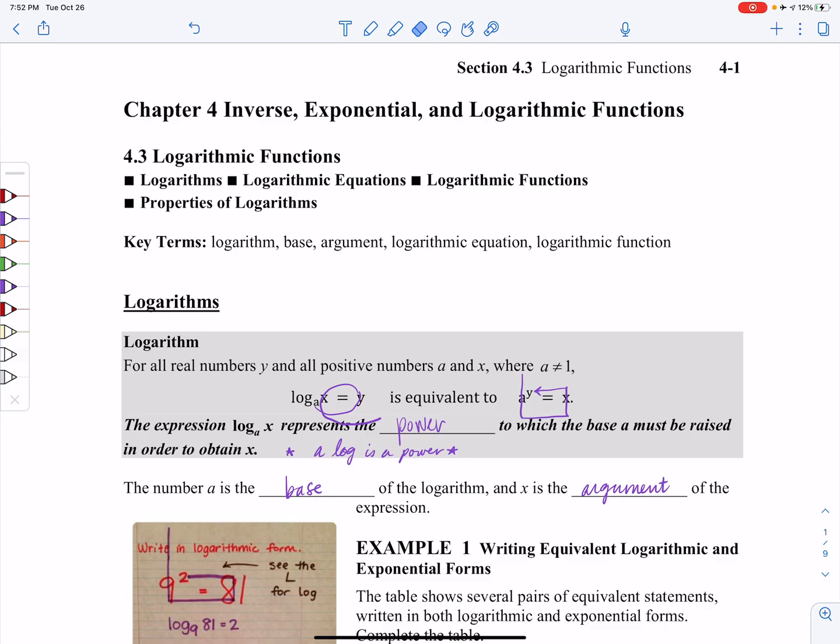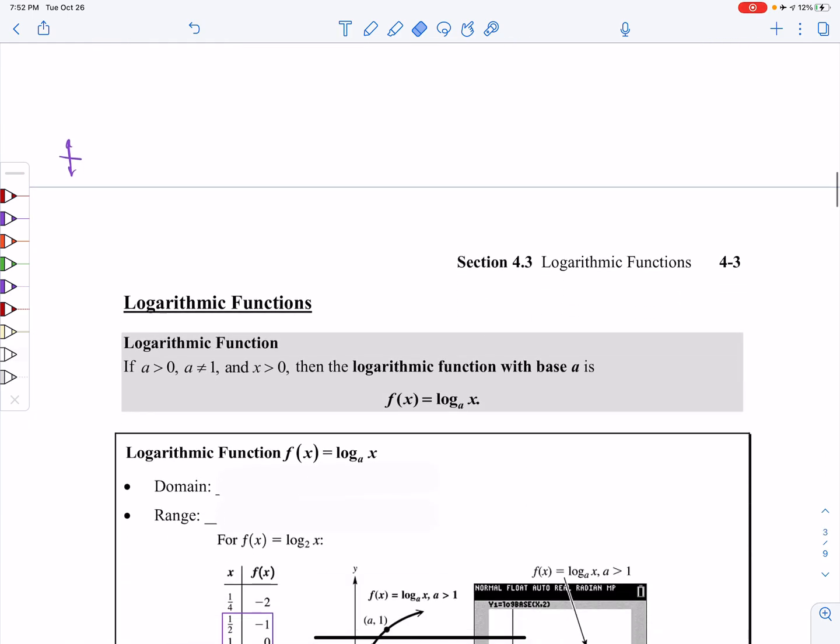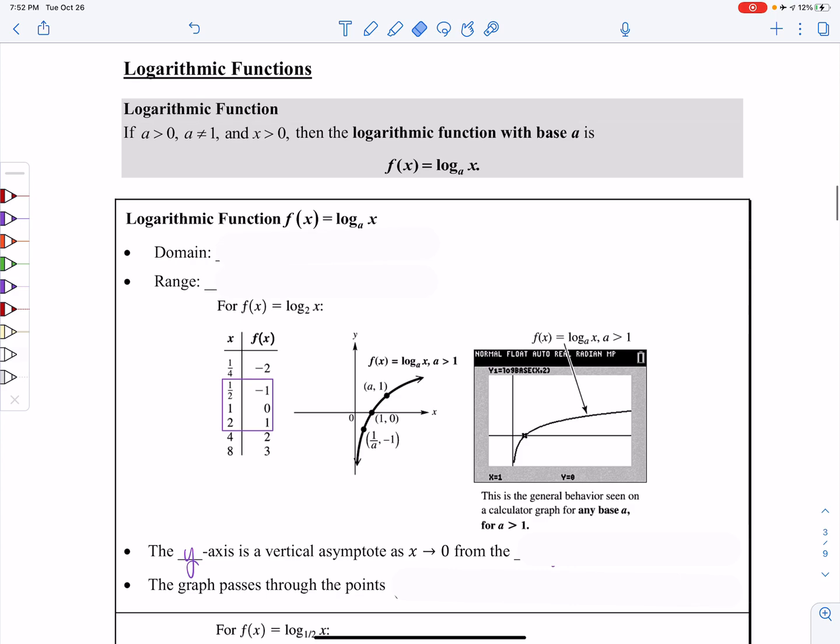All right, so this is still section 4.3, the second video in the lesson, and this video is going to talk about graphing the parent logarithm. So let's go meet the parent. And so the logarithm function, the logarithmic function, here's the name of the parent.